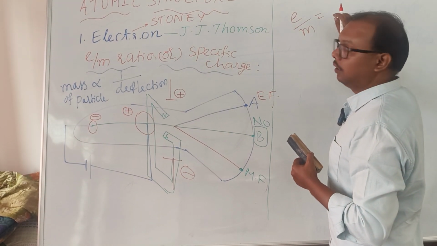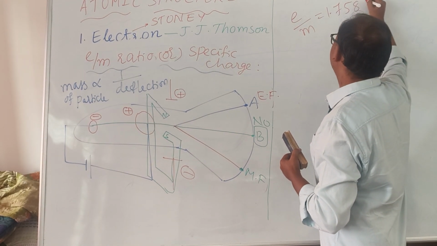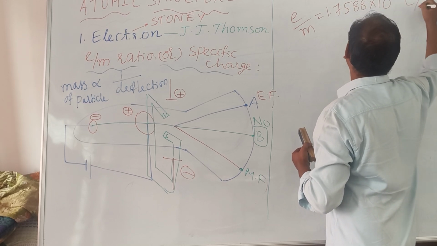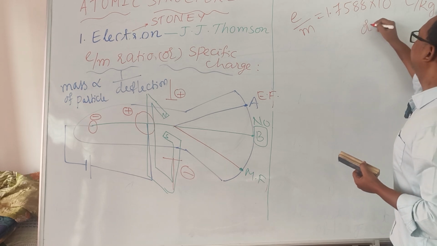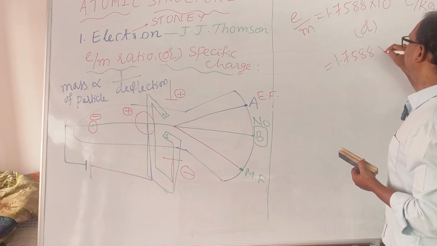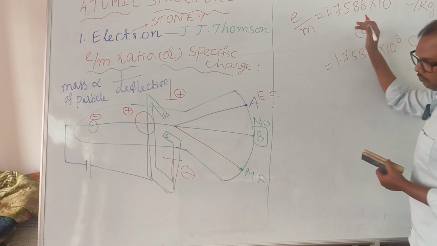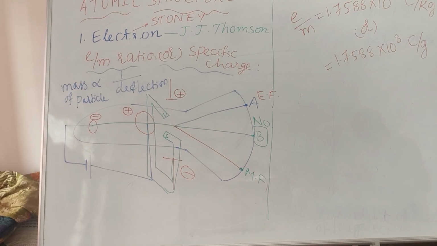You can say that it is equal to 1.7588 into 10 power 11 coulomb per kg, kilogram, or this value can be written as 1.7588 into 10 power 8 coulomb per gram. That is the value, you can observe that. You can see here, right? 1.7588 into 10 power 8.